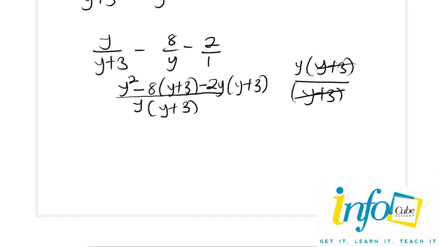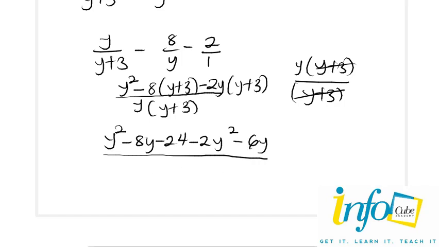Good. We open the brackets. You have y squared minus 8y and minus 24. Then minus 2y times y will give you minus 2y squared. And minus 2y times plus 3 will give you minus 6y, all over y into y plus 3.